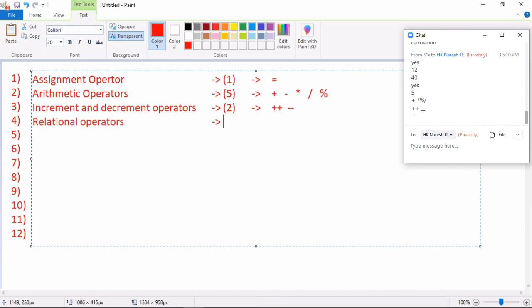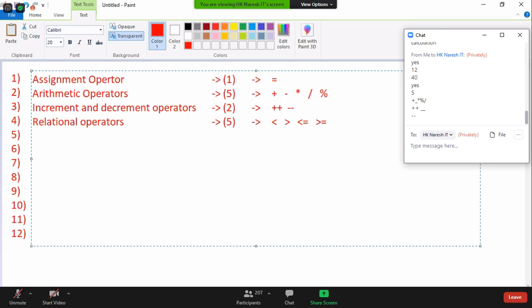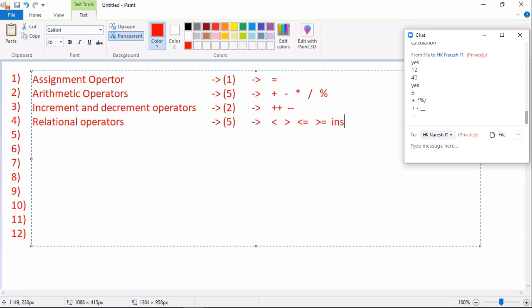How many relational operators do we have? Five. What are the relational operators? Less than, greater than, less than or equal to, greater than or equal to. Some people also include double equal to and not equal to under relational operators, but I don't want that. I want to take them separately.